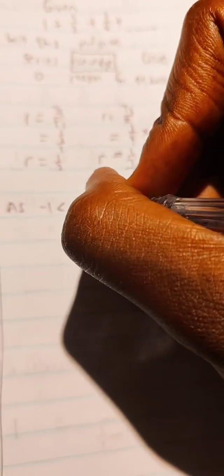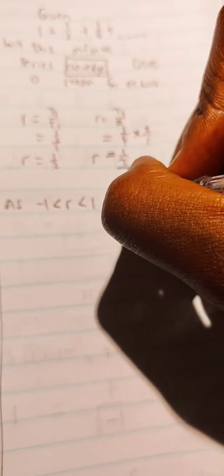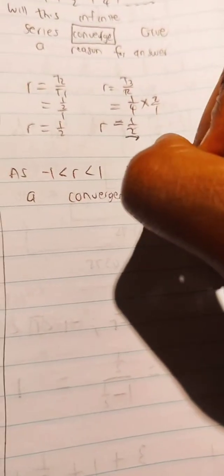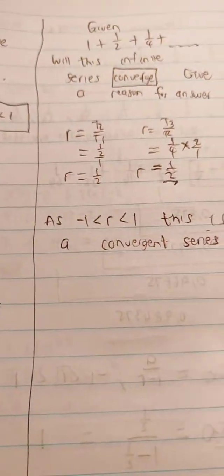So as R is greater than -1 but less than 1, this is a convergent series. Okay, I got R is equal to half, and my reason is because R is greater than -1 but less than 1. So that means it's a convergent series, no doubt about it.